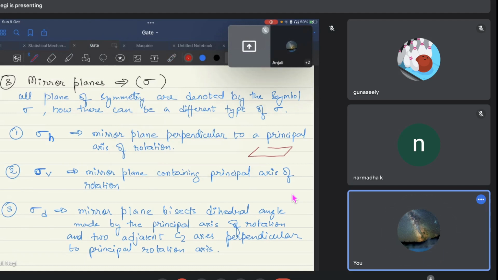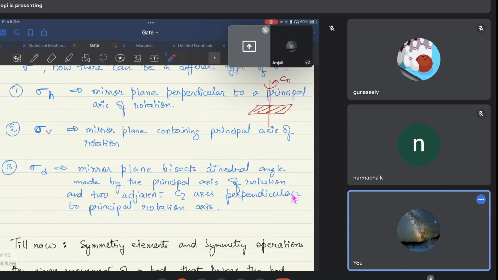So this mirror plane will be horizontal to any axis of rotation Cn, which is the principal axis of rotation. Now sigma v is vertical, so this mirror plane contains the principal axis of rotation. This mirror plane contains that particular principal axis of rotation.